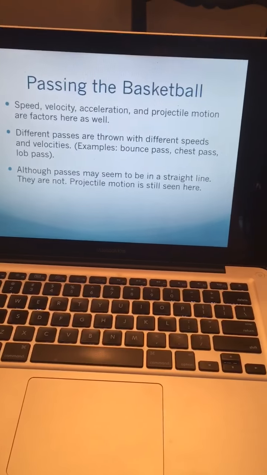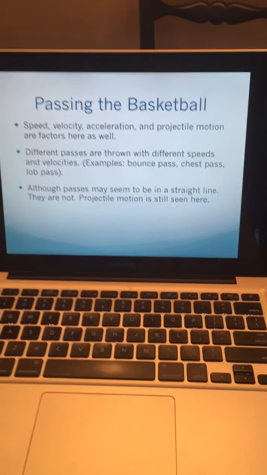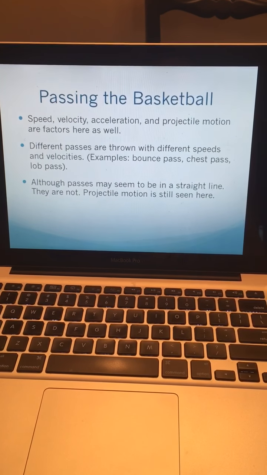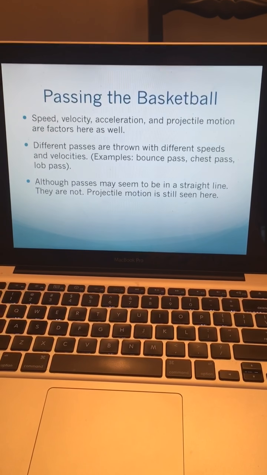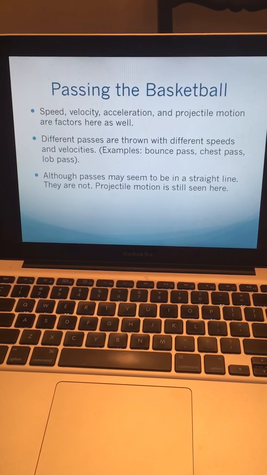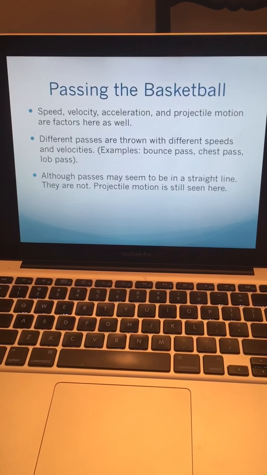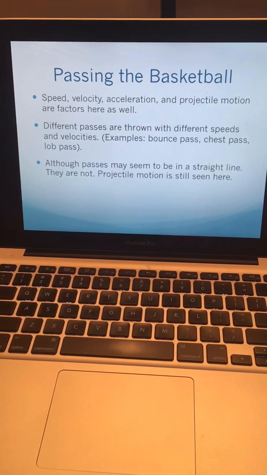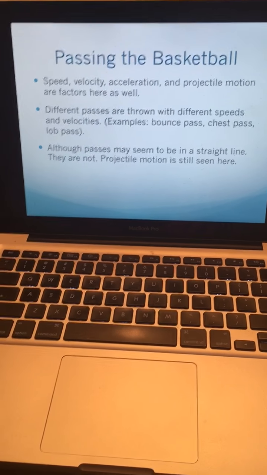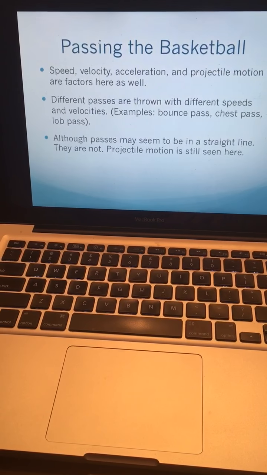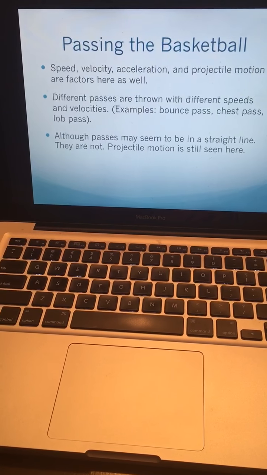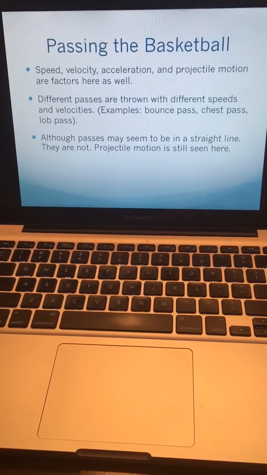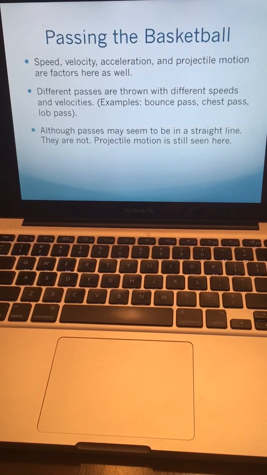In contrast, when throwing a lob pass to a post player, it is more beneficial to throw the ball with a lower speed. Velocity is used in passing because different types of passes are thrown in different directions. A bounce pass is thrown low, making it bounce once before reaching the waist of the teammate. A chest pass is thrown to their chest, and a lob pass is thrown upwards to travel over a defender. Projectile motion is also seen here as the ball travels in a curved path to the other teammate.